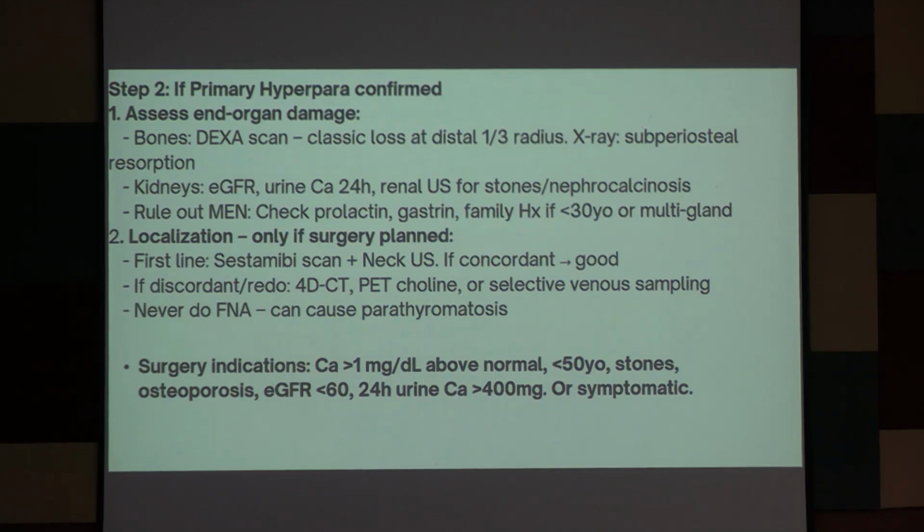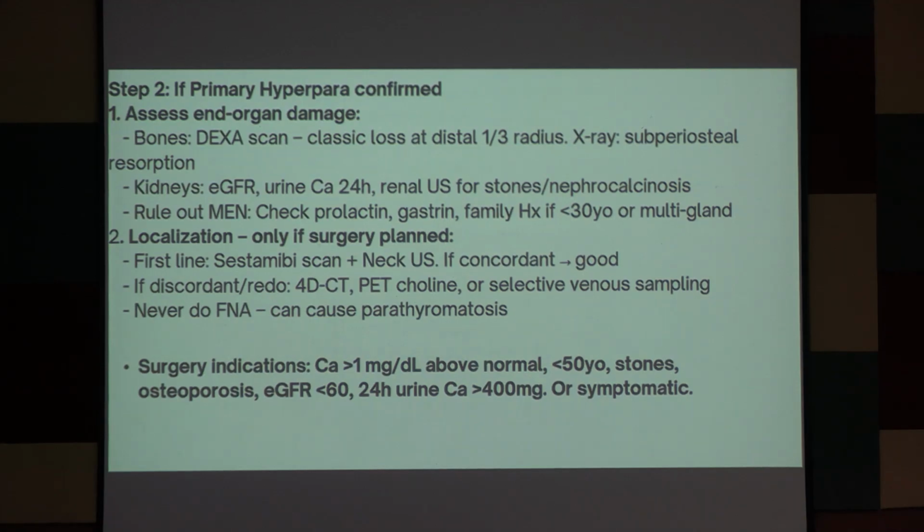Now, primary hyperparathyroidism is confirmed. Then what will we do? We have diagnosed primary hyperparathyroidism, but by blood report. Then our main suspicion is that there is an adenoma in the parathyroid gland. What will we do? We will do a bone DEXA scan. What will we find? Classic loss at the distal third of the radius. On X-ray, subperiosteal resorption. Mind this word, subperiosteal resorption.